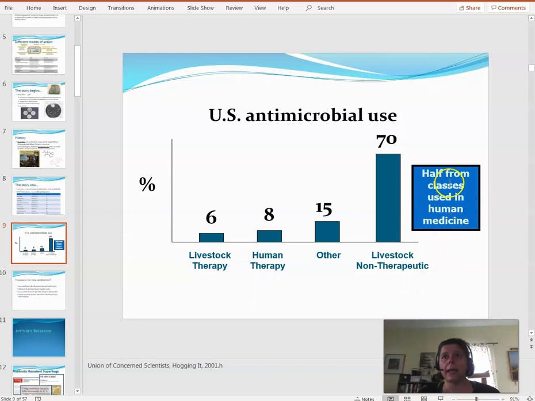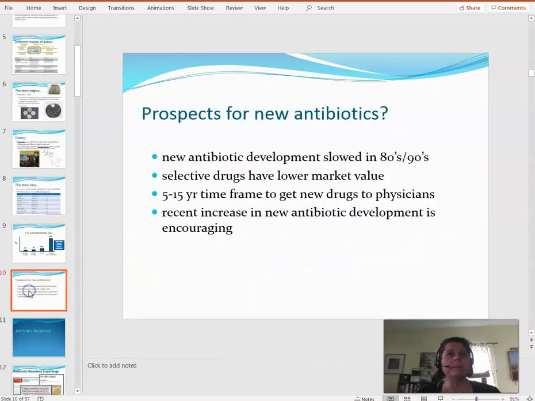So this is half, and of these, half of them are also used for human medicine. So it's not like we're going to save these drugs just for human medicine because we're going to talk about antibiotic resistance. No, we are using a lot of the ones that we also use for human diseases also on animals. So this is a problem.